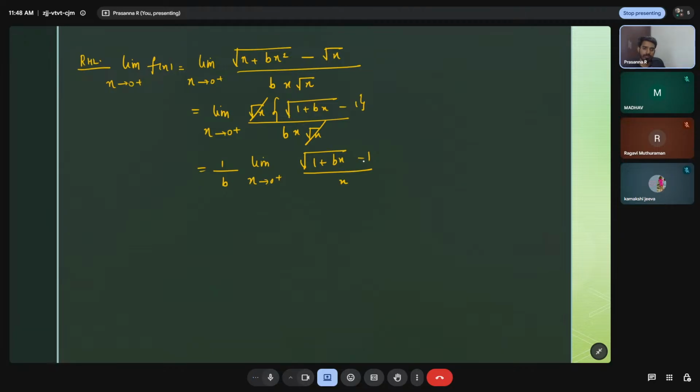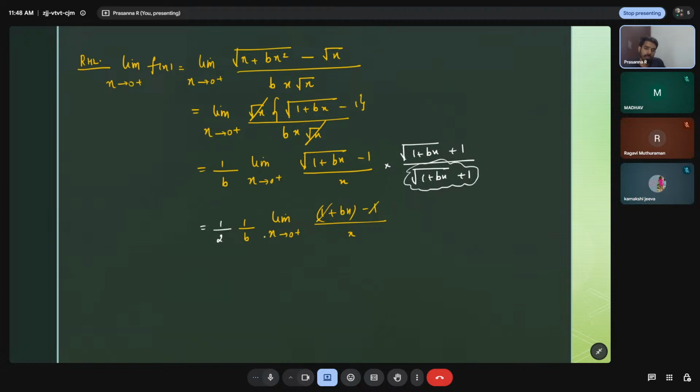Now you take the conjugate, √(1+bx) + 1. The denominator part is a finite non-zero number. In the numerator we get (a+b)(a−b), that is a² − b², which is 1 + bx − 1 = bx, divided by x. When you apply the limit, √(1+bx) tends to 1, so 1 plus 1 is 2, and you take 1 by 2 outside, and already we have 1 by b. The x cancels, and bx by b is b... so 1 by 2 is your RHL.